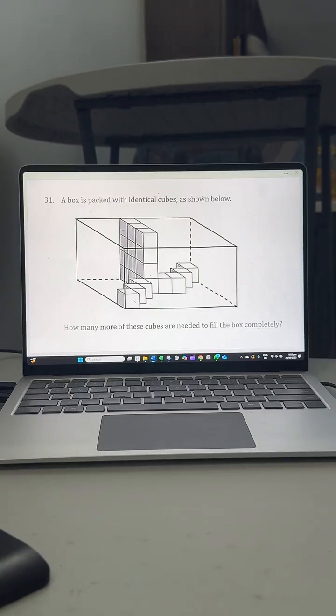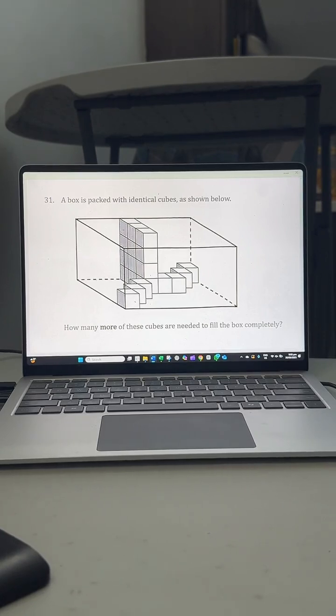Hey, are we watching it in 3D? So for the question, how many more cubes are needed to fill the box completely, what we need to do is find the volume of the bigger box. The bigger box is a cuboid, right? The volume will be the amount of cubes, and then we'll probably have to minus what is there already. So 3D is how you have to view this.